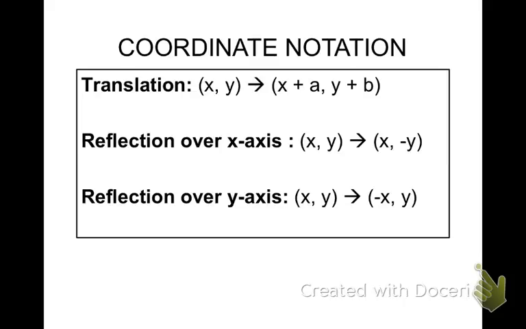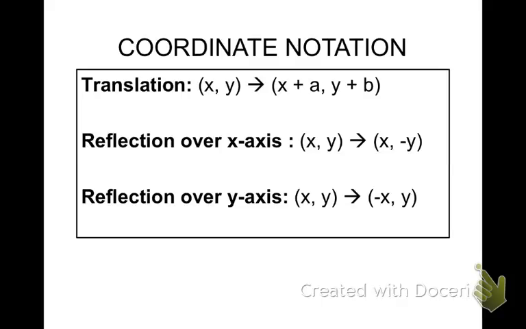So if we were to have a translation, and you get used to this notation, you're going to have some number, we're using A to represent some number, that's going to be added to your x. That some number could be a negative number, which would really be the same as subtracting it from your x. And you could have the same thing happening to your y. You could have some number b being added to your y.